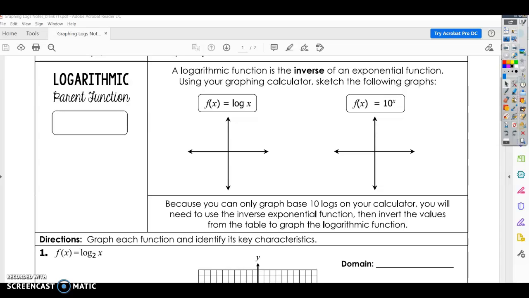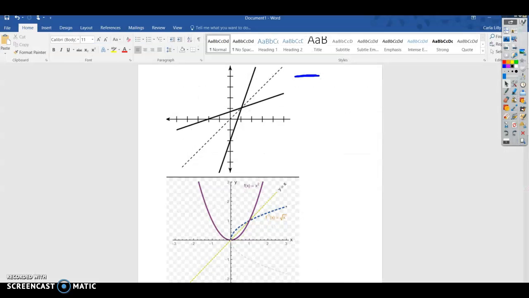Okay, today we're going to look at logarithmic graphs and see what they look like and talk about the fact that they are inverses of exponential functions. So the first thing we want to do is look at these two as inverses. If you remember back last semester, to find the inverse of an equation, we had to switch x and y and solve.